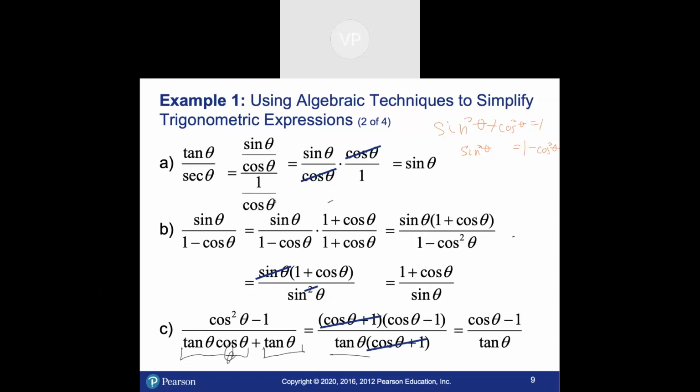That's how we know we're doing something right: we've significantly simplified the original problem. It had a couple of terms on the top, a square on the top, and 3 different trig functions on the bottom, and we were able to reduce it down to just cosine theta minus 1 over tangent. When I say reduce it down, you want to go as far as you can and simplify as much as you can. Some fractions will not simplify very much, if at all. Some will reduce all the way down to a number like 1, but not everything simplifies all the way.